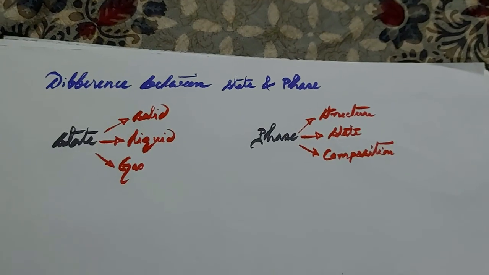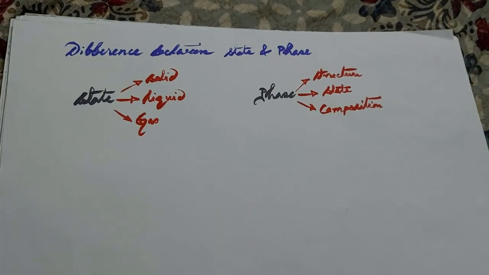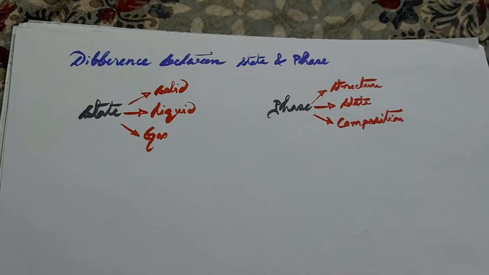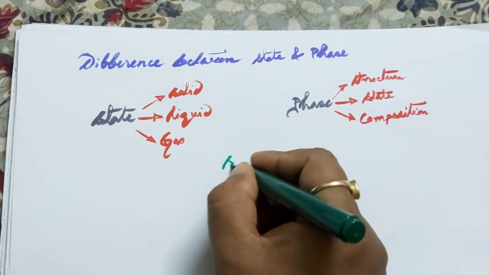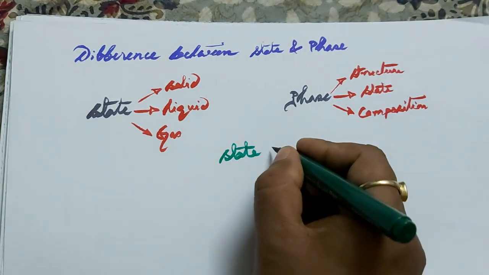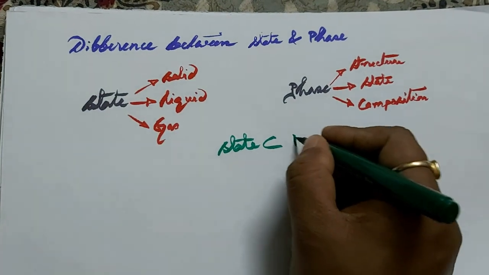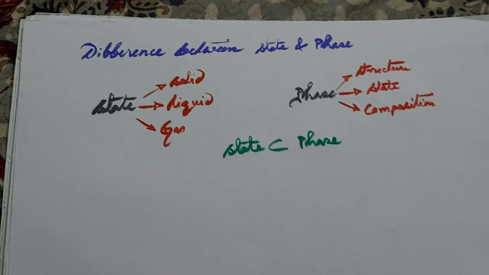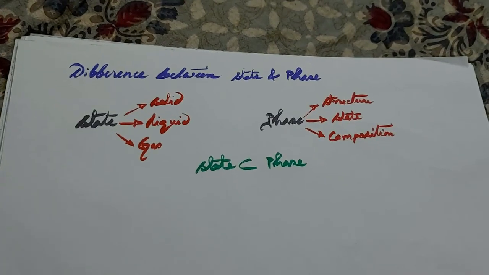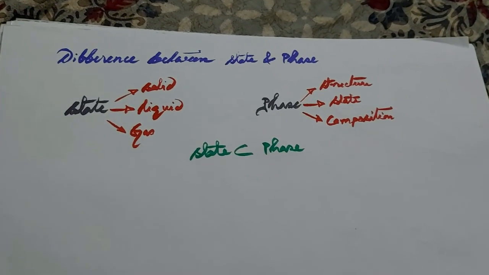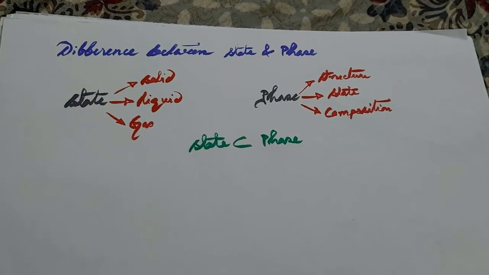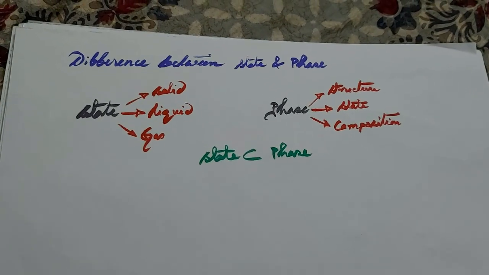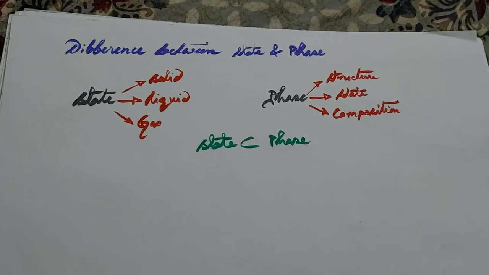So from here, we can say that state is a subset of phase. Also, we can say principal phases are states. Let us understand it with the help of an example.